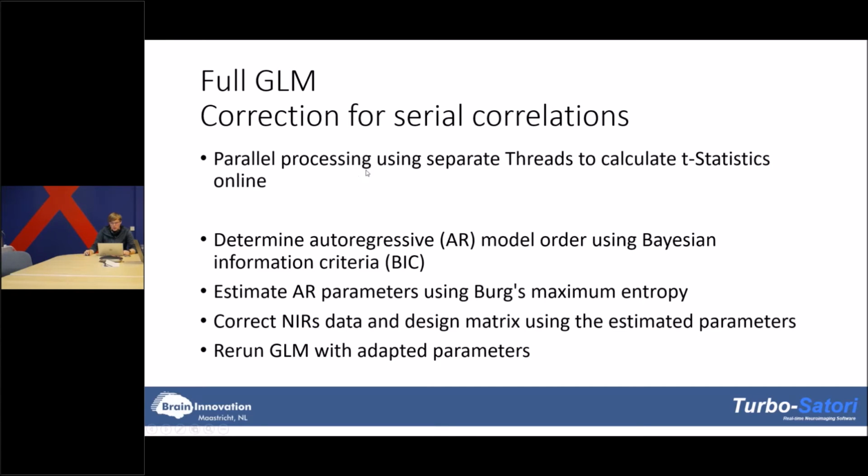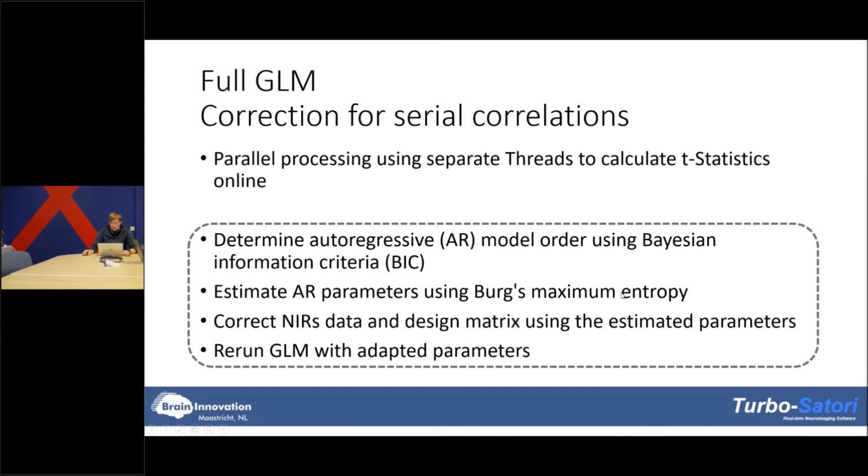Now, in the data that we first get, so our first GLM approach, we have to use some more steps. At first, we have to determine the AR model, so which order we need to use to correct our signal. And this we do using the Bayesian information criteria. Afterwards, we need to estimate the parameters using, in our case, Burg's maximum entropy method. Then we correct the NIRS data and the design matrix using the estimated parameters. And then after we've done this, we rerun the GLM.